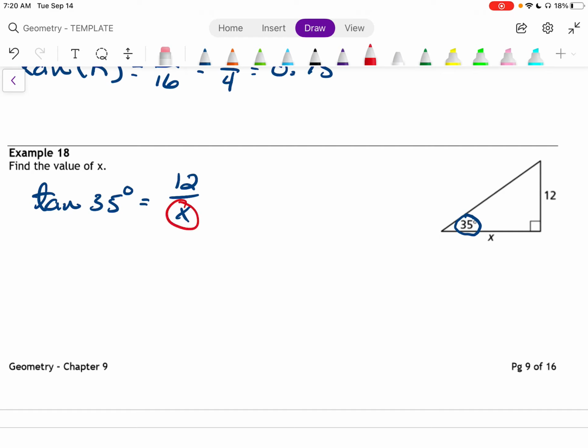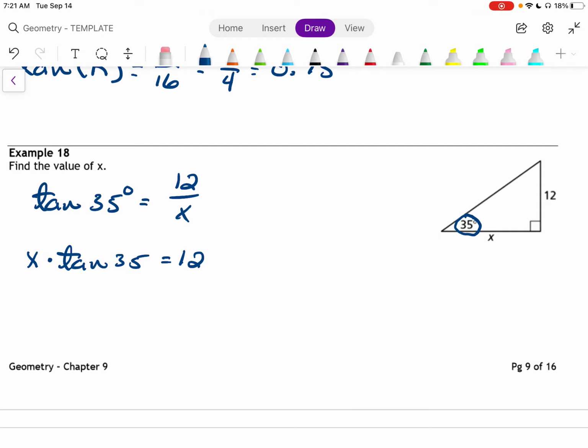So I'm going to solve for x, and I'm going to treat this tangent of 35 as just a single number, because that's what it is. It is a number. So I'm going to multiply everything by x, so x goes on the left. x times tangent of 35 is 12.